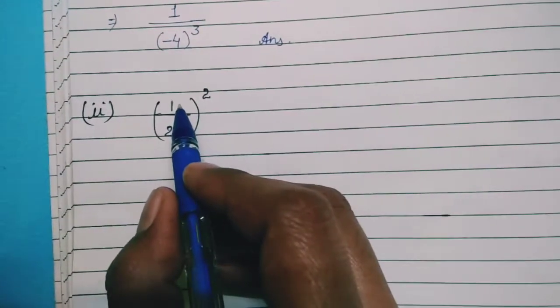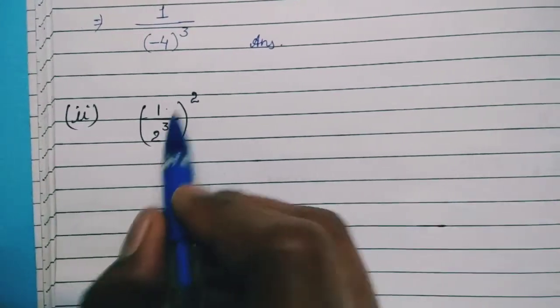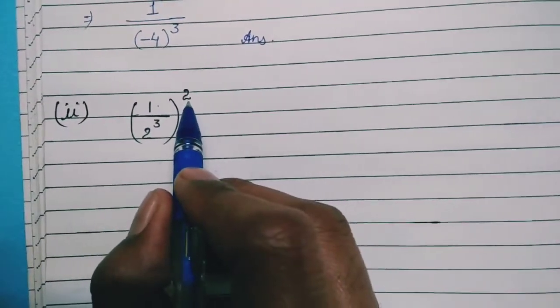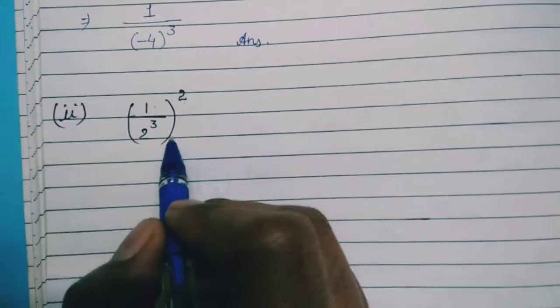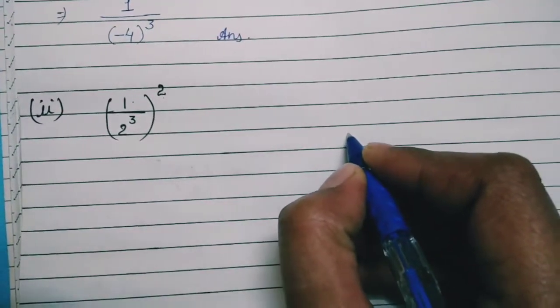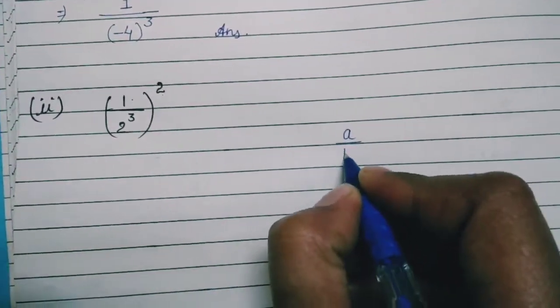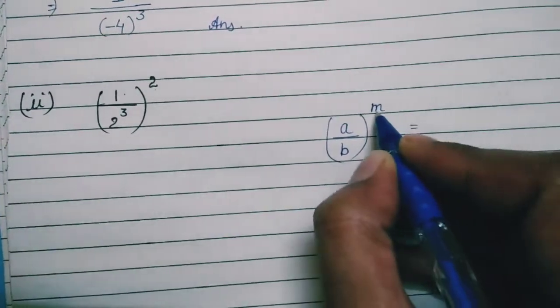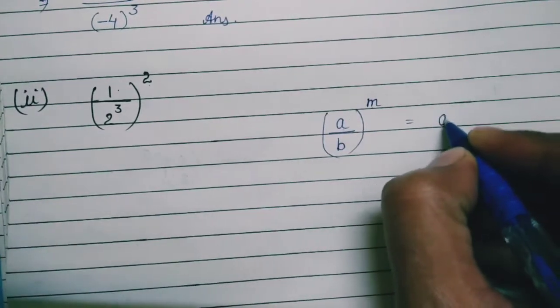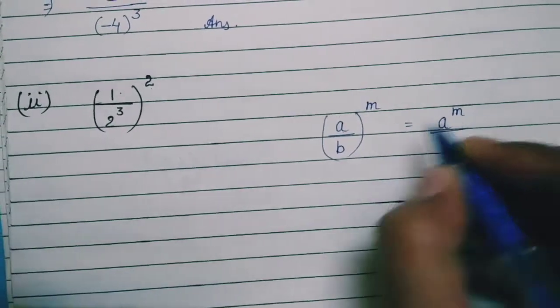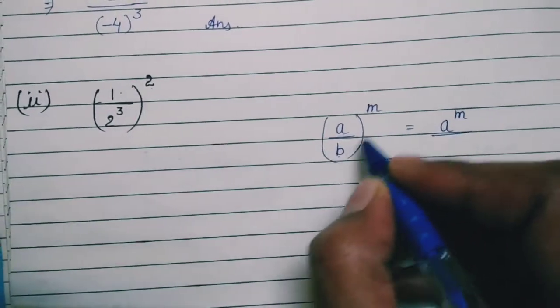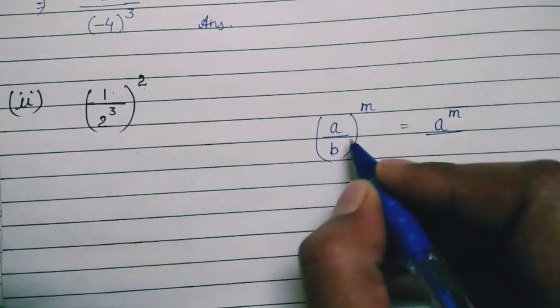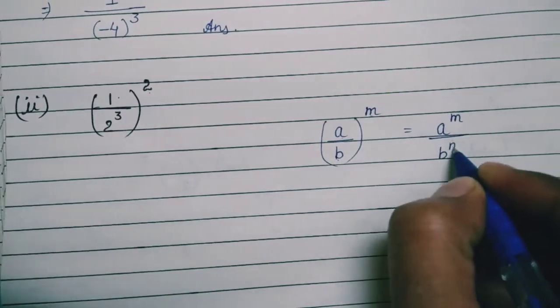The second one is 1 by 2 raised to the power 3, whole power 2. So this can be solved using the identity when we have a by b, the whole power m. So this m will go firstly near to a in the power, then this m will go near to b in the power.